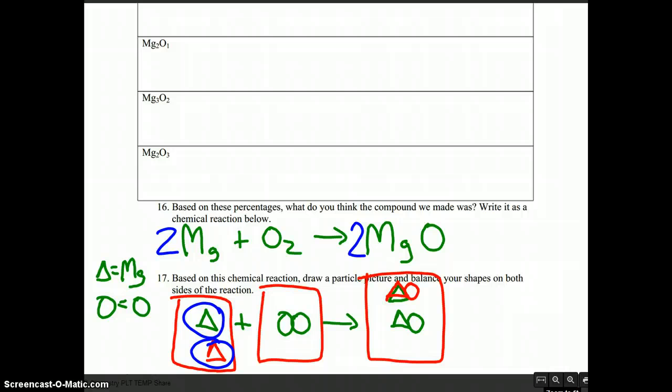Ignore those circles. Don't worry about that part. Okay, so I got 2 triangles over here to match my 2 triangles over here, and I've got 2 O's over here with 2 O's over here. That's where this 2, 1, 2 relationship comes from.